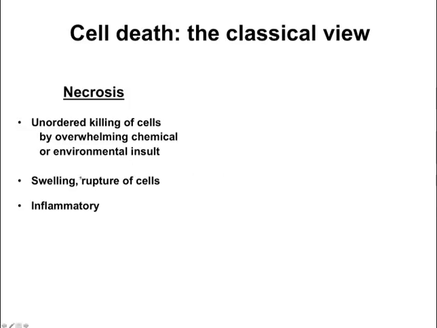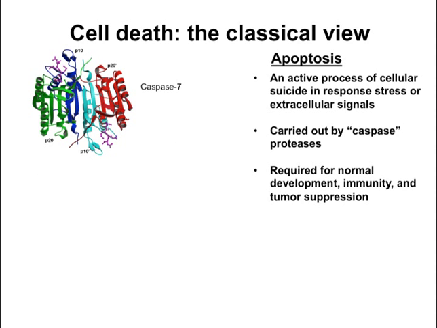They can cause the swelling and rupture of cells, and when this happens in vivo, we think of it as inflammatory because it releases the contents of cells, releases lots of reactive molecules that lead to an inflammatory and tissue damage response. On the other side of the coin, we have apoptosis. Apoptosis is an active process of cellular suicide. It's triggered in response to many different types of specific signals, and I'll talk about a few of those in a moment. And apoptosis is really defined by the activation of this family of proteases called the caspases.